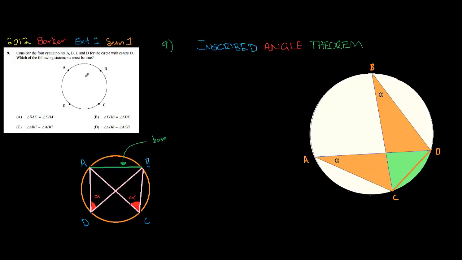Anyway, so the question is, I'll read it first. Consider the 4 cyclic points A, B, C, D for the circle O. So 4 cyclic points just mean they're on a circle. And which of the following statements is true? So we've just got a bunch of statements here. And we've got to pick the right one.